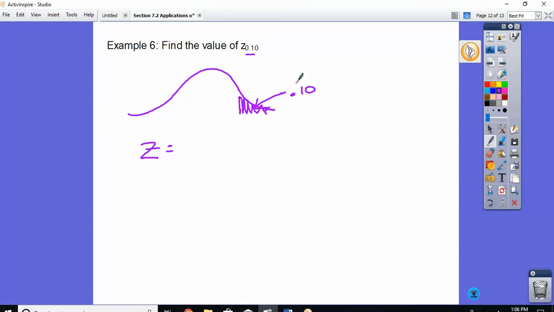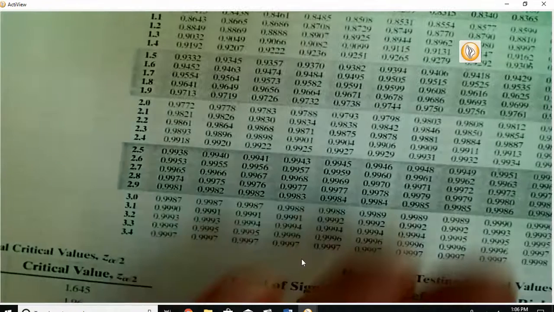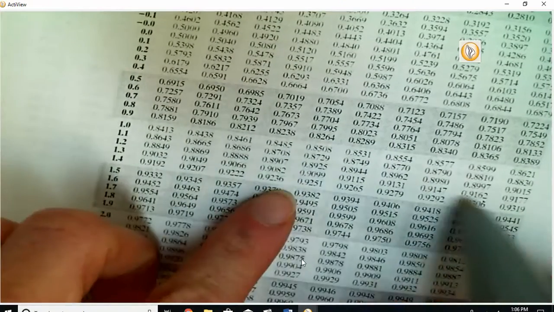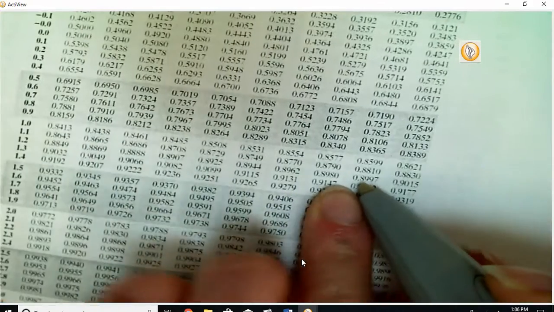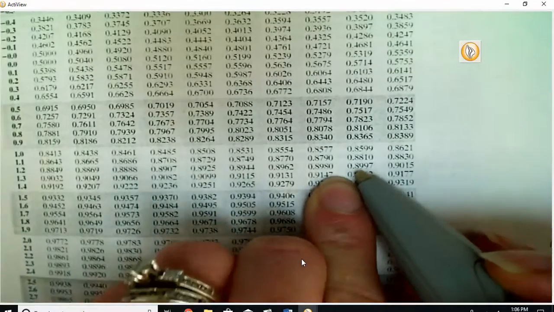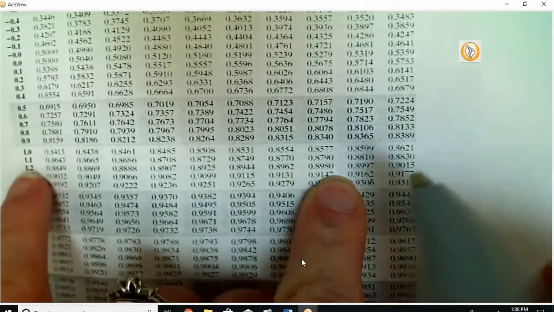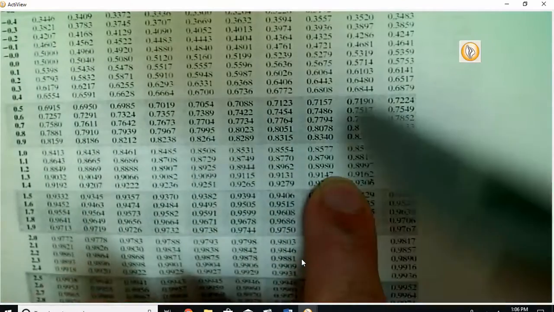So I am looking on my table when my area is 0.9. So you have to look inside the table. The 0.8997 would be closest. Because the other one is 0.9015. Yep. So closest we can get to 0.9 is 0.8997, and that happens when Z is 1.28.